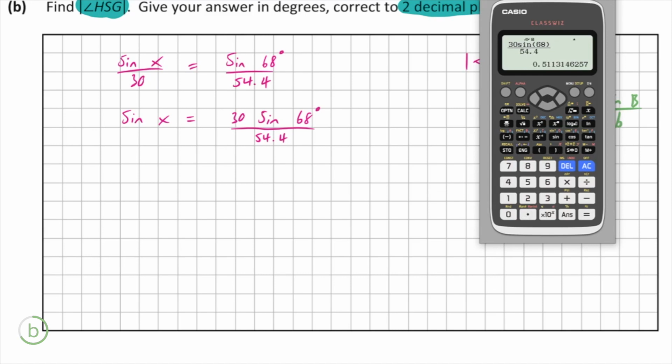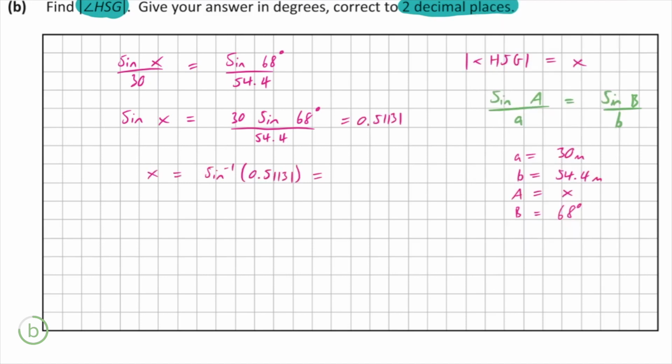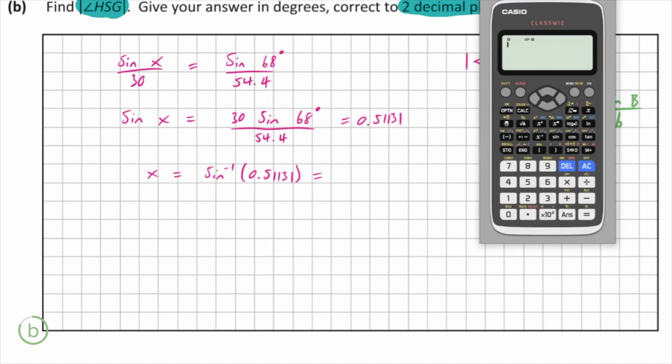Another tip is to always make sure that your answer is between 0 and 1, because the sine of any angle that could show up in a triangle is always going to be between 0 and 1, so it meets that requirement. So therefore the angle x is going to be equal to the sine inverse of 0.51131. So we're going to go shift sine 0.51131, and our answer is 30.7511.